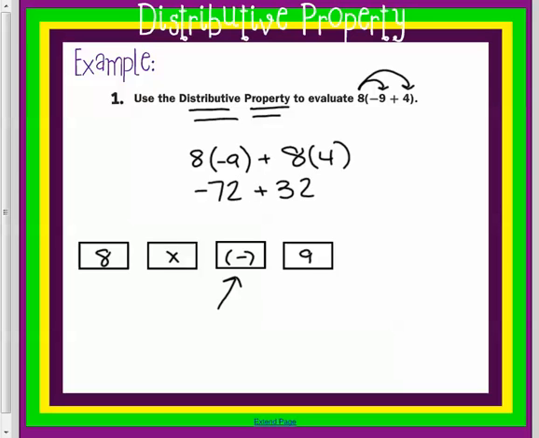So now we're taking 32, and we are adding that to our negative 72. Same signs or different? They have different signs. Take the sign of the bigger and subtract, and we get negative 40.